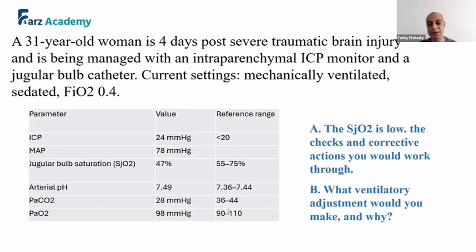So what's the most common sedative we are using in the ICU? Most probably propofol, right? Propofol. So if she is on propofol, we have to go to the next tier of management, which is usually either midazolam or barbiturate coma. And usually barbiturate coma is the answer here, especially in case of severe traumatic brain injury.